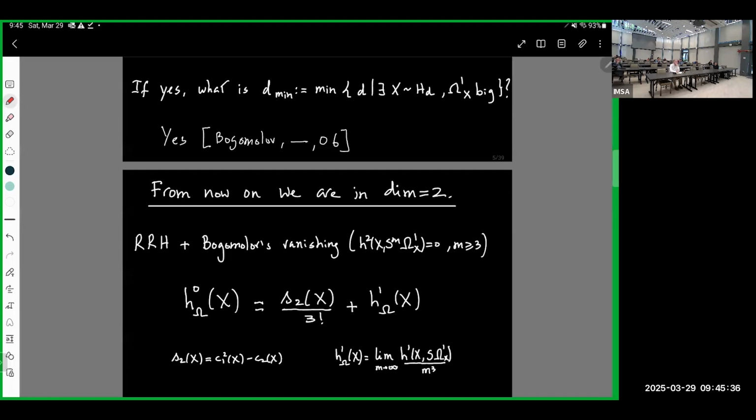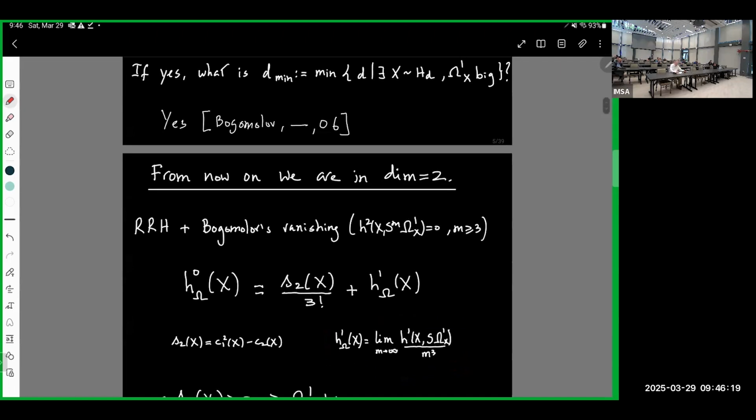So if you have that and you do the asymptotic Riemann-Roch, you get what I call h0 of omega, which is the limit of the dimension of the space of sections divided by m cubed. It is equal to the part that comes from the topological part of Riemann-Roch, which is the second Segre number divided by c factorial, plus the asymptotic leading piece of the growth of h1 for symmetric powers of the cotangent bundle. The second Segre number is c1 squared minus c2. So this is what we have.